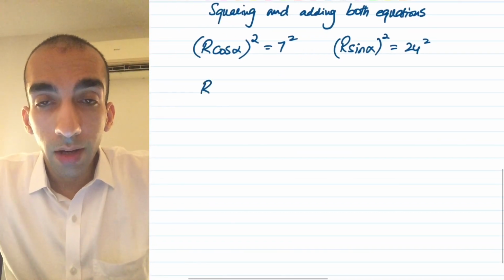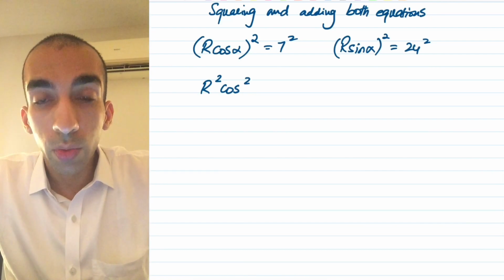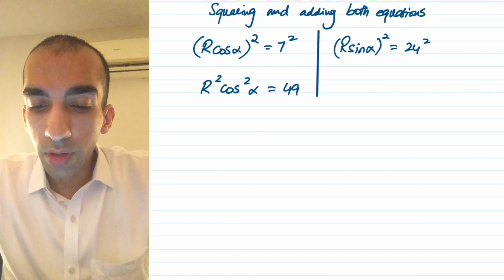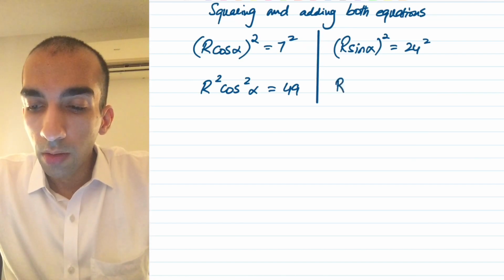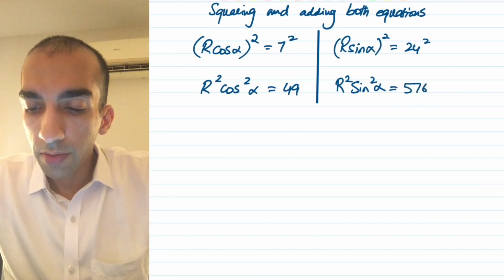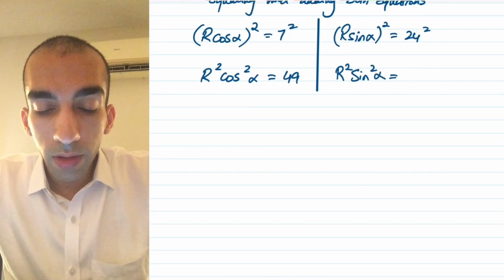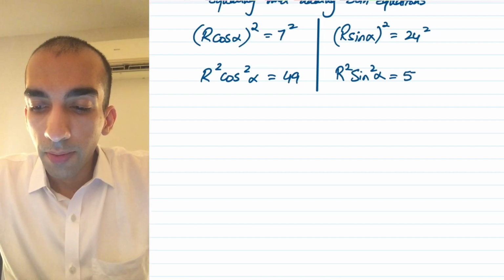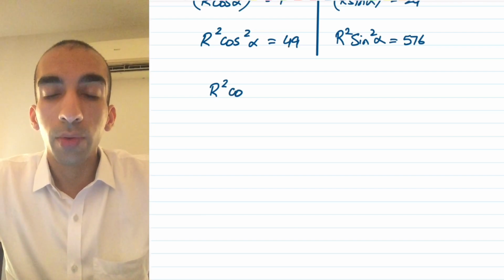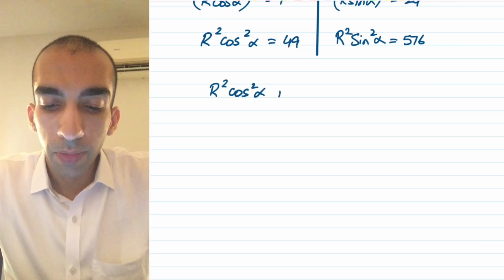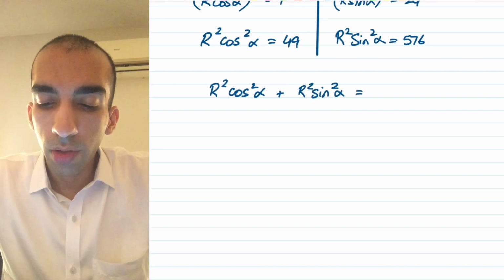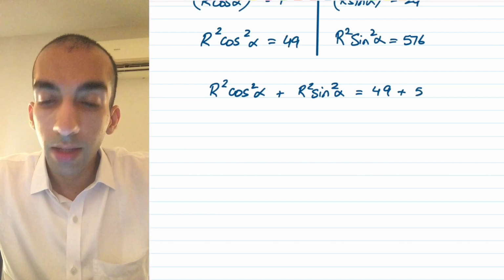If I write them together, r square cos square alpha plus r square sin square alpha is going to be equal to 49, which is the square of 7, plus the square of 24. So let me take the squares first: 576. Now that I've taken the squares, I can add them. I'm choosing to add them, it's not that because we've taken the squares we have to add them. We're choosing to add them: r square cos square alpha plus r square sin square alpha is going to be equal to 49 plus 576.